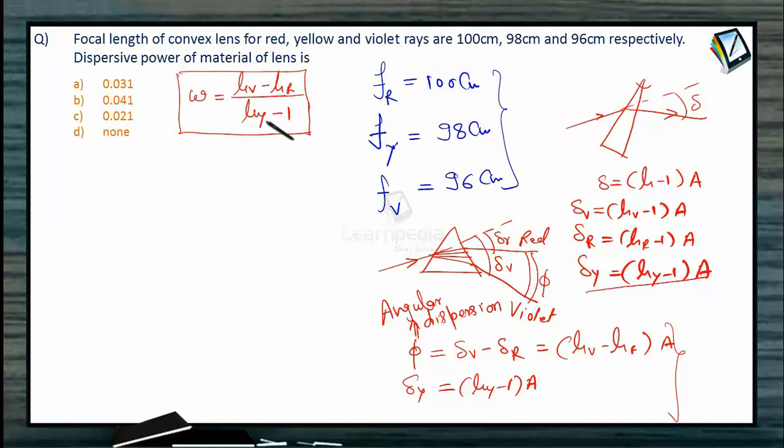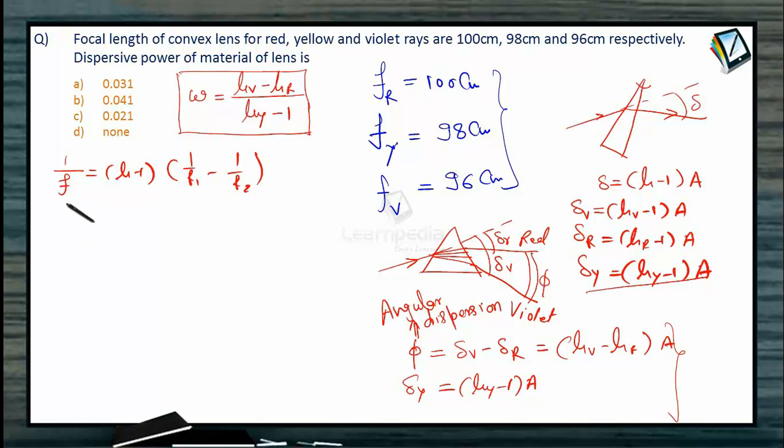It is independent of whether it is a prism or something else. It is just a material based property. So we can use this for the lens or anywhere else also. Omega is the dispersive power of the material of the prism or any other material. As far as focal length is concerned, we have the formula 1 upon f is equal to mu minus 1 into 1 upon r1 minus 1 upon r2. Since r1 and r2 remain the same for all colors, but mu changes according to the color, as mu depends on the wavelength or frequency.